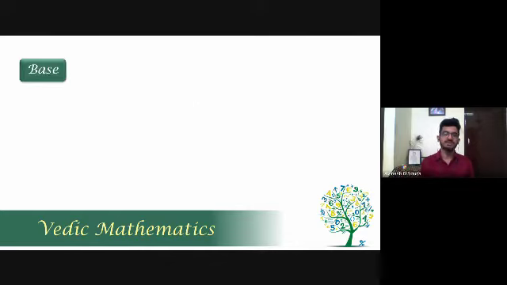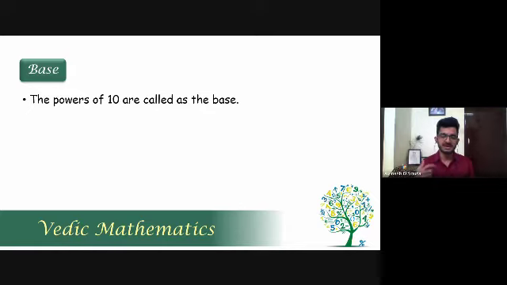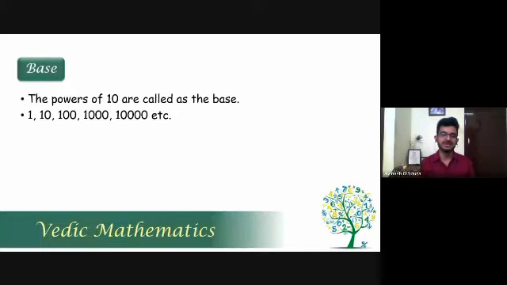Before I tell the method, let me tell the logic that we are actually applying here. Let's understand the base, and I believe you all remember what we call the base. I did it in the last class. The powers of 10 we call the base. It can be 10 to the power 0, 10 to the power 1, 10 to the power 2: 1, 10, 100, 1000, 10,000, then 1 lakh, 10 lakhs, 1 crore. All of them we call the standard base, and with respect to the base, we proceed to find the product.